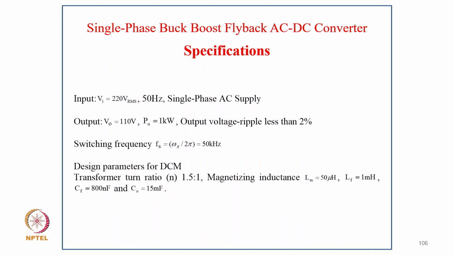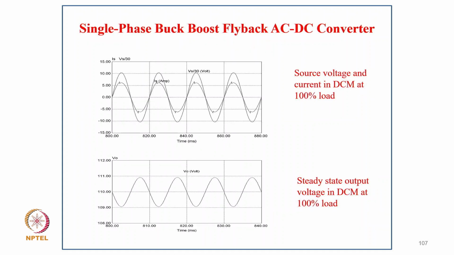Taking a typical example with the specification: supply voltage V1 is 220 volt RMS, 50 Hz single phase supply, output voltage is 110 volt, P equal to 1 kilowatt, output voltage ripple less than 2%, and switching frequency is, let's say, 50 kilohertz. For the design for CCM, the transformer turns ratio is taken as 1.5 to 1, and the magnetizing inductance LM is considered 50 microhenry. LF is 1 millihenry, CF is 800 nanofarad, and CO equal to 15 millifarad in the design.